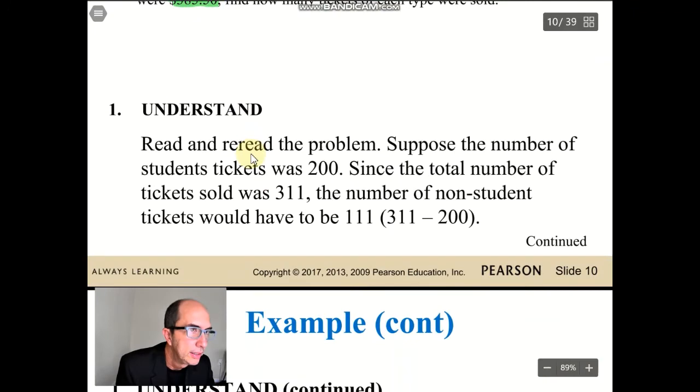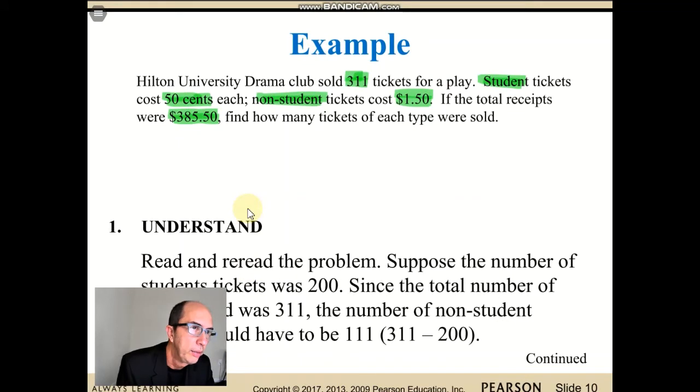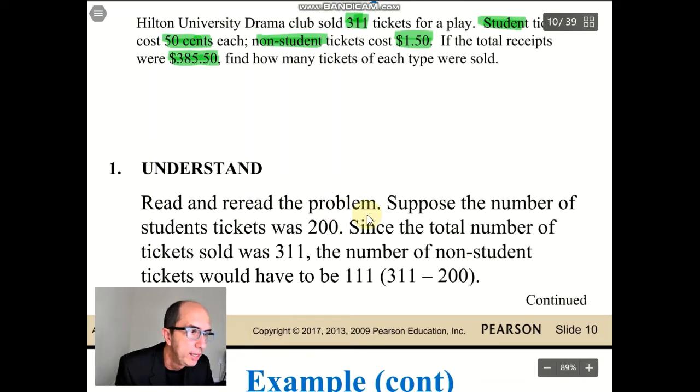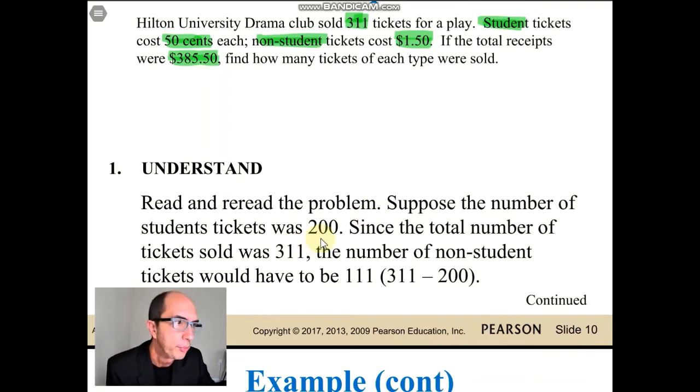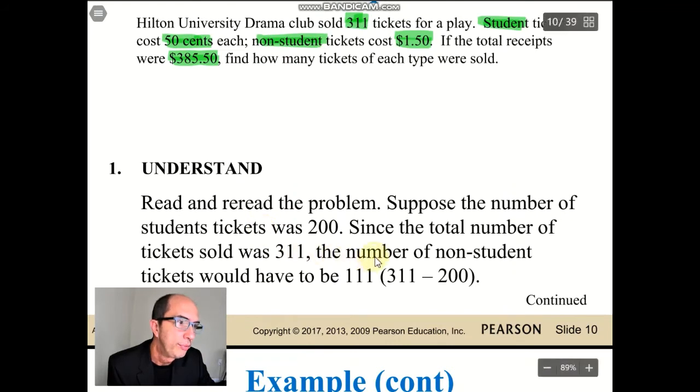Okay, first step, understand: read and reread. You should be able to explain the problem to yourself in your own words, and you can guess numbers and try, just to understand the problem better. You're not trying to solve the problem, we're guessing numbers here just to understand it better. Suppose the number of student tickets was 200. Since the total number of tickets sold was 311, the number of non-student tickets would have to be 111, because 311 minus 200 is equal to 111.